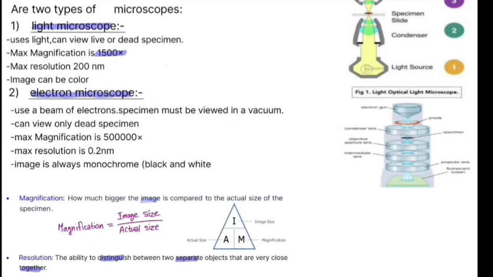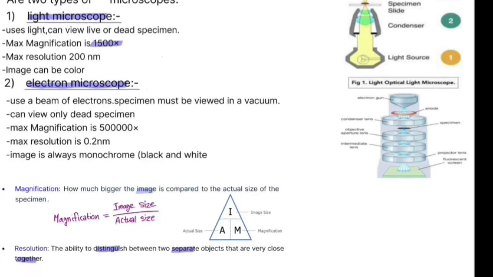On the other hand, an electron microscope uses a beam of electrons. The specimen must be viewed in a vacuum. An electron microscope can view only dead specimens. It has a maximum magnification of 500,000 and a maximum resolution of 0.2 nanometers, which is higher than the light microscope. And it can only form black and white images.